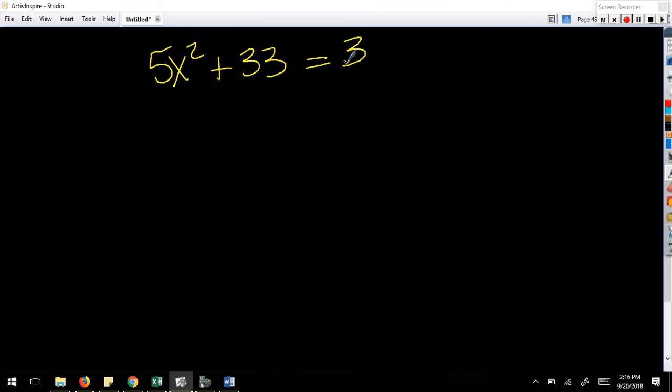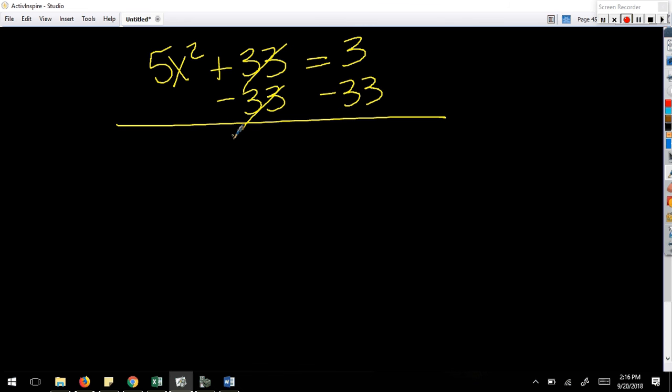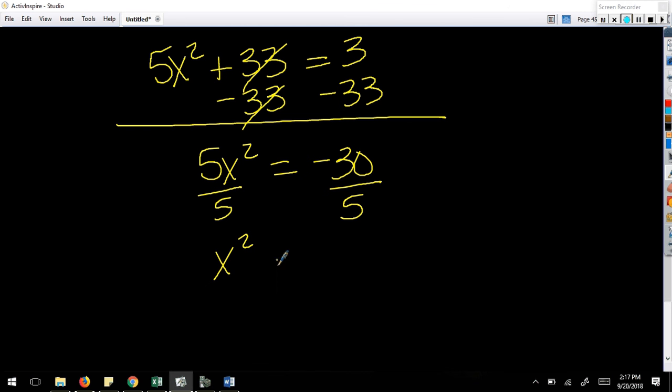Subtract 33. Remember, I'm going SAD MAP. So this is gone, and now I have 5x squared. Am I right to take the square root? Why? I've got to divide by 5 first. I've got to get that squared all by itself. So when I divide by 5, negative 6. See the negative? So now I need to get rid of the squared. What do I do? Square root.